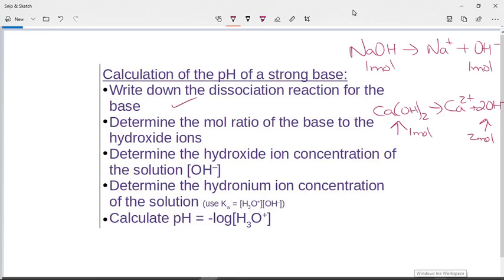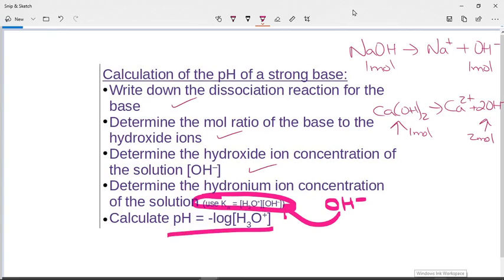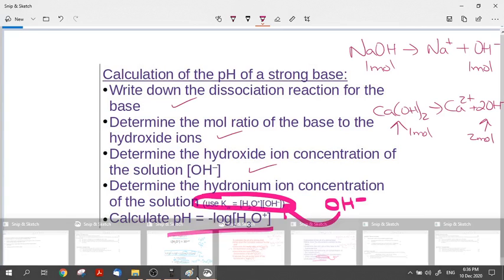So that is: write down the dissociation reaction, determine the mole ratio, determine the hydroxide ion concentration based on the mole ratio, and now you have to use Kw. You use the Kw reaction and you know the OH minus, so you substitute the OH minus into there, and that will give you the H3O plus concentration, which you can then put into your pH formula. But don't worry, I will show you an example now. But if you wanted to write down the instructions, there are the instructions.